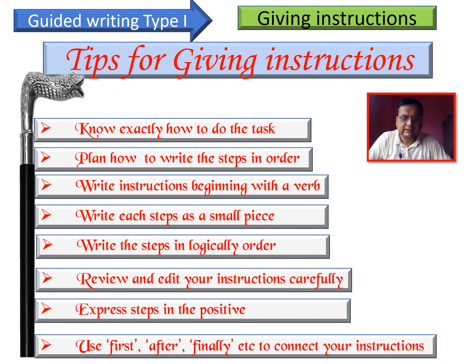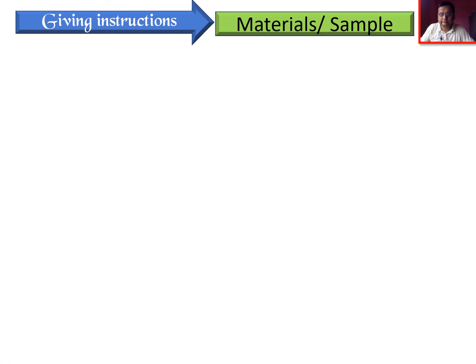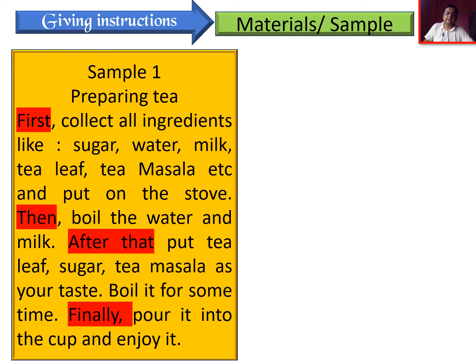Okay, based on this, look at some examples. First example, look, preparing tea, and some words are highlighted here. Why are these words highlighted here? Yes, you are right. To connect the next instruction, these words are highlighted here: first, then, after that, finally. They are highlighted to connect with the next instruction.